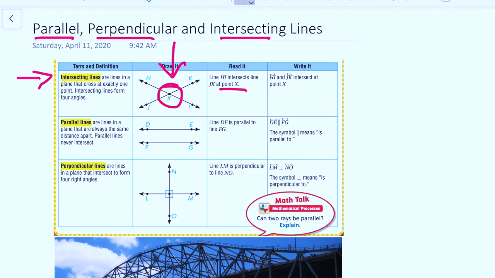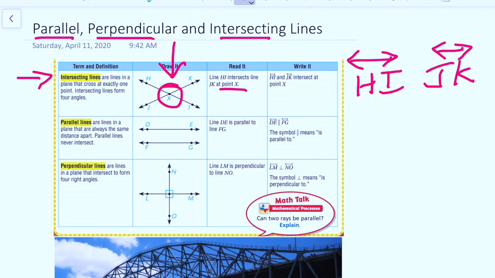Now, it's very important to understand that when you write the lines, you have to put the line symbol on the top. So be careful. HI, with a line symbol, intersects line JK, with a line symbol.